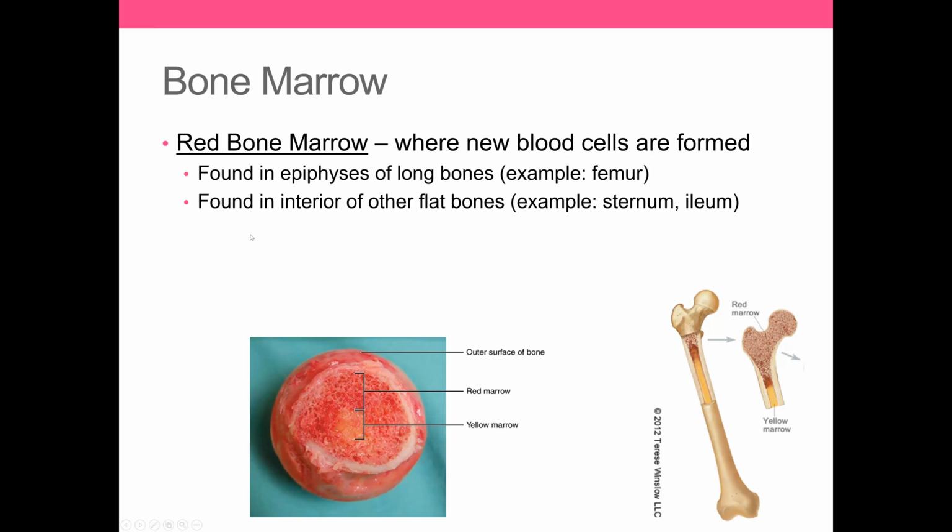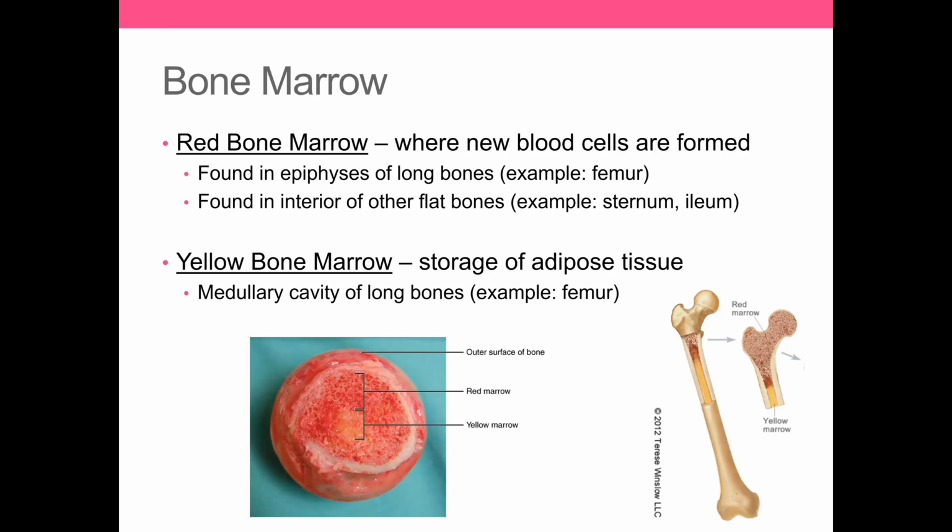You can also find it in the inside of other flat bones, like the sternum or the ilium, which is part of your pelvis. And in that case, remember we talked about the spongy bone sandwich that flat bones make up. So you have cortical bone on the outside, spongy bone on the inside. Those bones will also have red bone marrow.